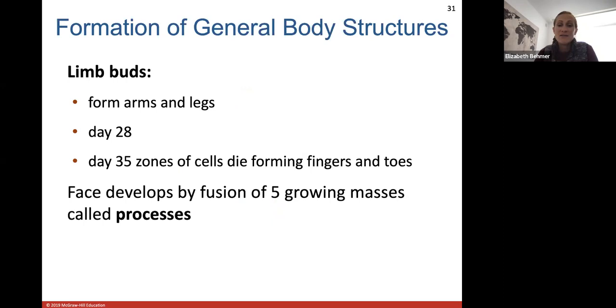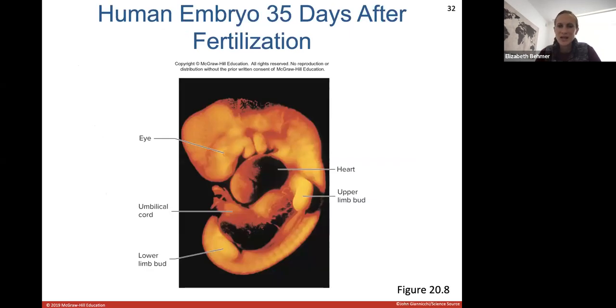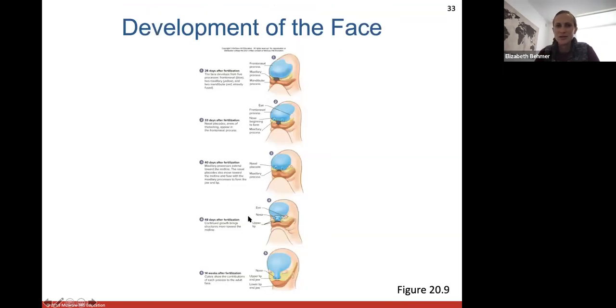By day 35, the zones of cells are dying between your fingers and toes so that you can have separation. And the face will develop by fusing 5 growing masses together called processes. So this is a look at a human embryo about 35 days after fertilization. You can see the heart beating, the eye, the notochord or the spinal cord developing, and then the limb buds shown as well.